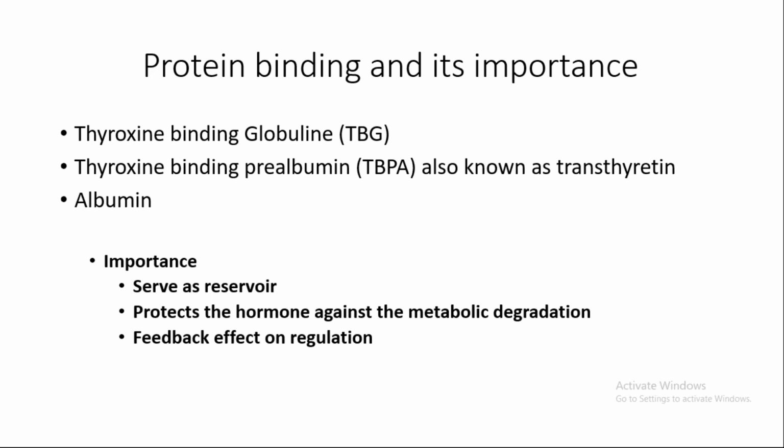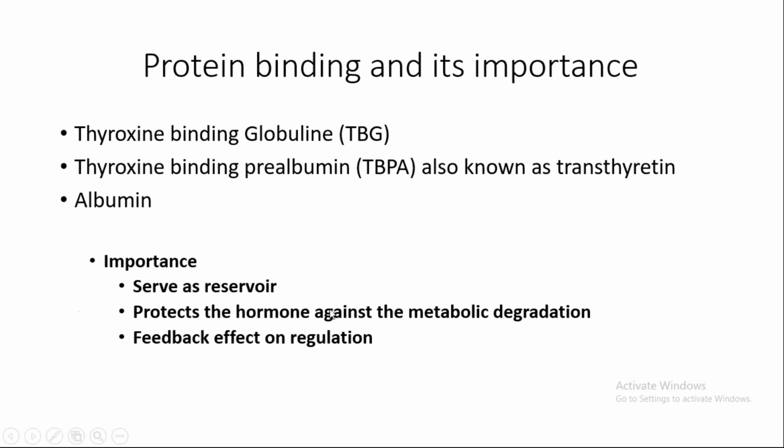Thyroid binding prealbumin, also known as transthyretin. This is not an albumin, it is a globulin. That's why this is known as transthyretin. Binding of T3 with thyroid binding prealbumin is very less, about 1%, and 20% of T4 binds with this thyroid binding prealbumin.